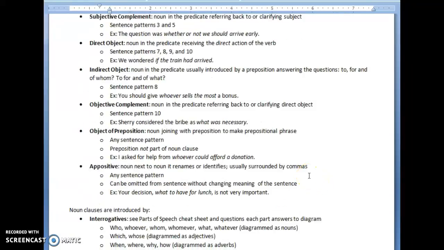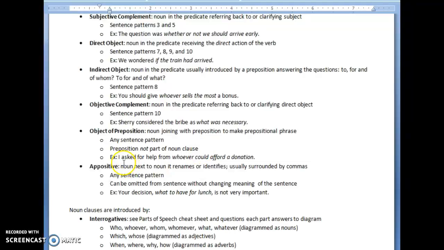The last two that don't really fit into specific sentence patterns are objective prepositions and an appositive. So let's talk about that. We know we've harped on prepositions ad nauseum this semester. So we know that a prepositional phrase is a preposition plus a noun. So in this case, we have a preposition plus a noun phrase. Keep in mind that the preposition is not part of the noun clause. The preposition is part of the main part of the sentence. So when you're diagramming, that's going to make a big difference.